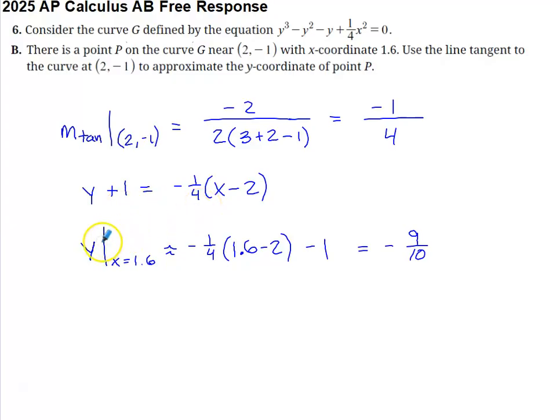Now if I want to estimate the y value that corresponds to the x value of 1.6, I'm going to use the y value from this tangent line in order to establish that estimate. If I wanted to solve this for y, I'd subtract the 1, so you see the -1 showing up here. I'm also plugging in the x value of 1.6 to determine the y value on this tangent line at 1.6 and use it as my estimate for the y value on the curve at that spot. This right here would receive full credit. If you simplify it, it should simplify to -9/10.